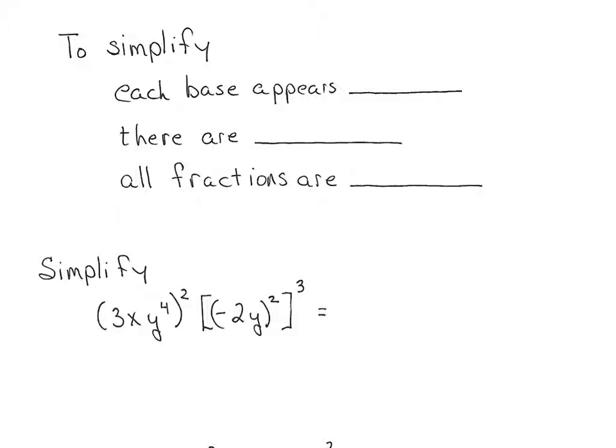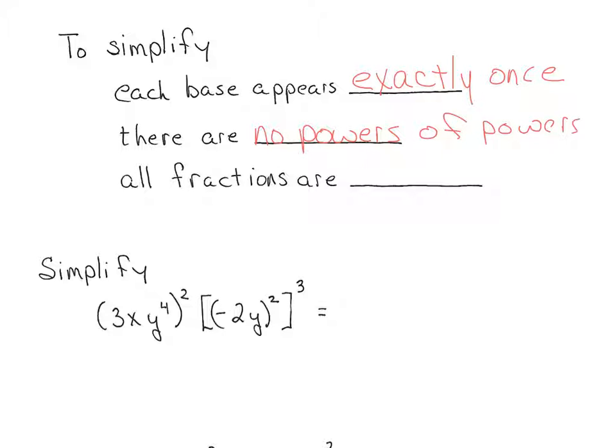Now when we simplify these monomials, each base can appear exactly once. It's not simplified if you have x squared times x cubed in your final answer. Each base appears exactly once. There are no powers of powers. And all fractions are in simplest form. You would not have 2/8, you have to reduce it to 1/4.